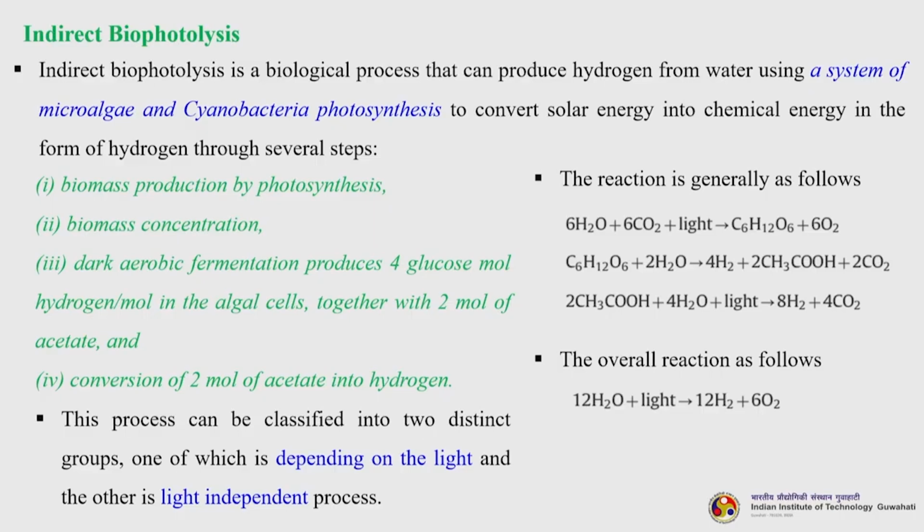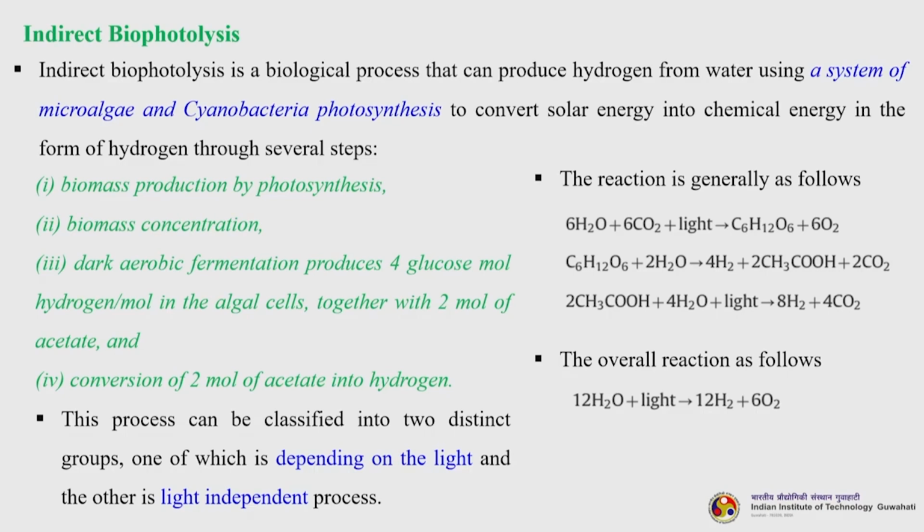Essentially 4 steps. First is the biomass production by photosynthesis, second is biomass concentration, third is dark aerobic fermentation, which produces 4 moles of hydrogen per mole of glucose in the algal cells together with 2 moles of acetate, acetic acid, and fourth is conversion of 2 moles of acetic acid into hydrogen. Now, this process can be classified into 2 distinct groups, one of which is dependent on the light and the other is not dependent on the light.